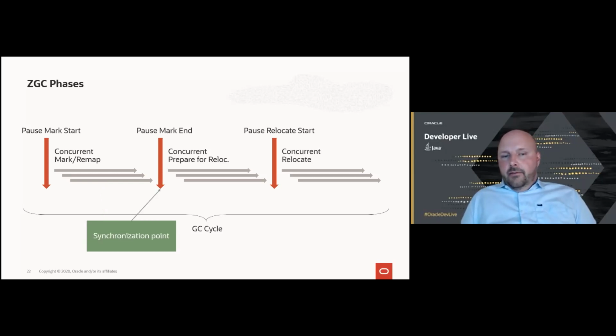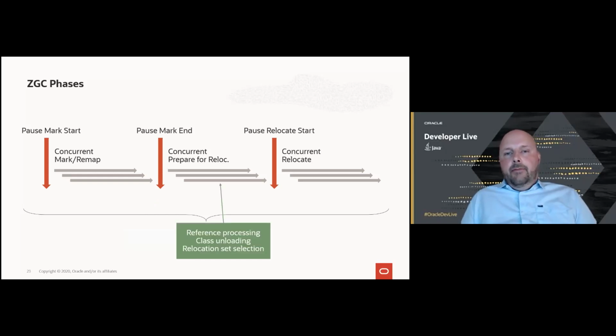We then come to the mark end pause. This is just a synchronization point to end the marking phase. And then we continue in concurrent mode again. And here we do a couple of things. We first do reference processing, so taking care of soft, weak, and phantom references and finalization. We do class unloading, so if there are class loaders and their classes that are no longer in use, then resources occupied by those will be freed. And finally, we do relocation set selection.